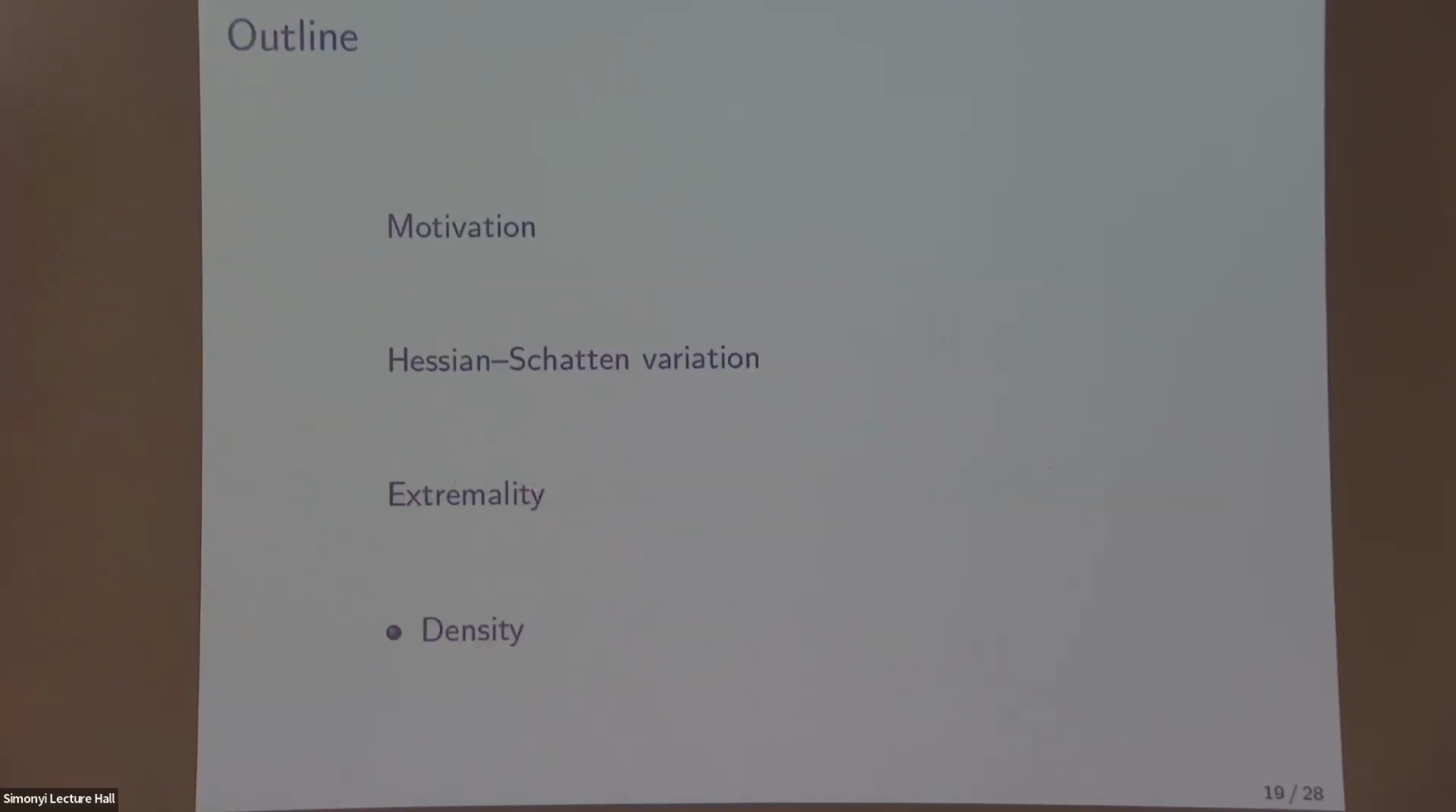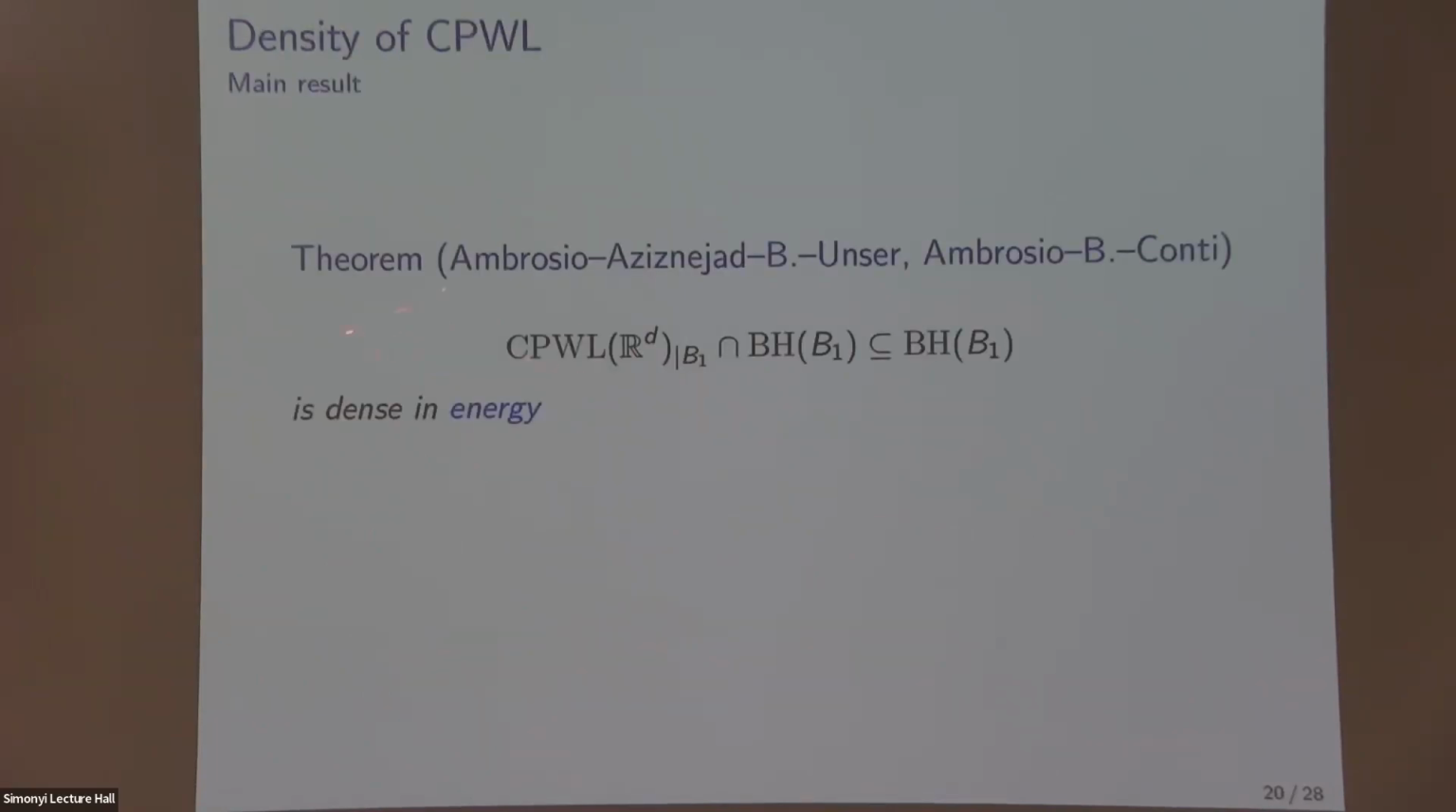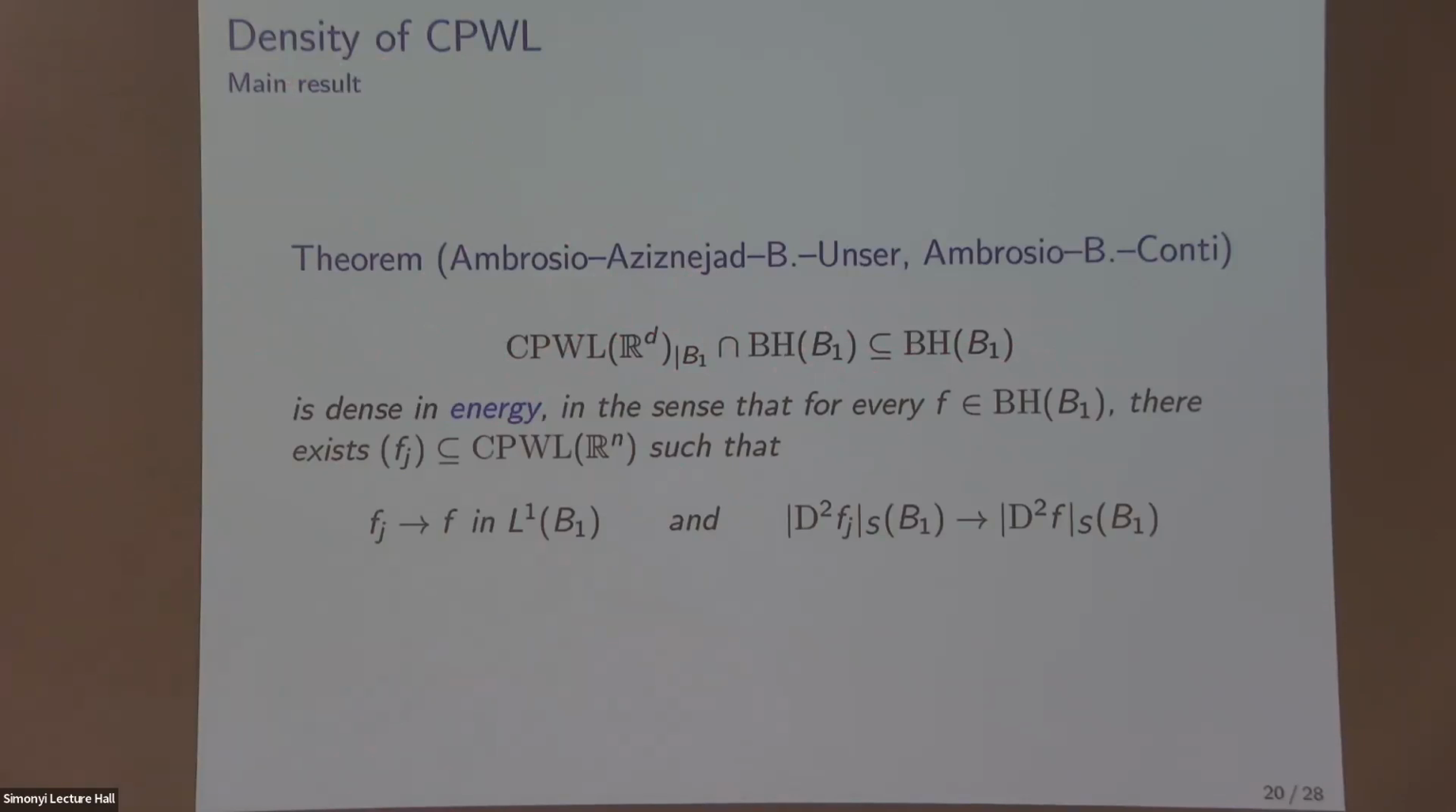And okay, so this brings me to the last section. This is the one about the main results of the paper. And here there is a density result. And a priori, it may seem a bit unrelated with the discussion before, but I'll show you why this is not the case. So this is the theorem. CPWL functions are dense in energy in the space of functions with bounded variation. So let me rephrase it. If you take a function with bounded Hessian variation, then you can find a sequence of CPWL functions converging towards it in L1 and with convergence of the second order total variation.